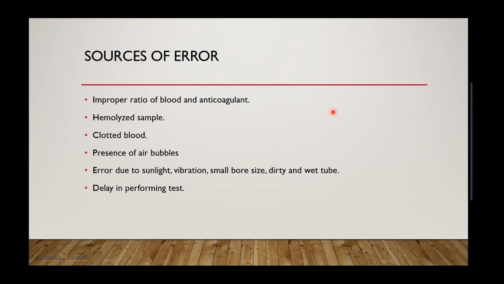There are certain sources of error. If we don't take the proper ratio of blood and anticoagulant, it will affect the ESR results. If we take a hemolyzed sample or clotted blood, or there are air bubbles in the tube, errors can occur. Error can also happen because of sunlight, vibration, a small bore size tube, a dirty or wet tube, or if there is a delay in performing the test.